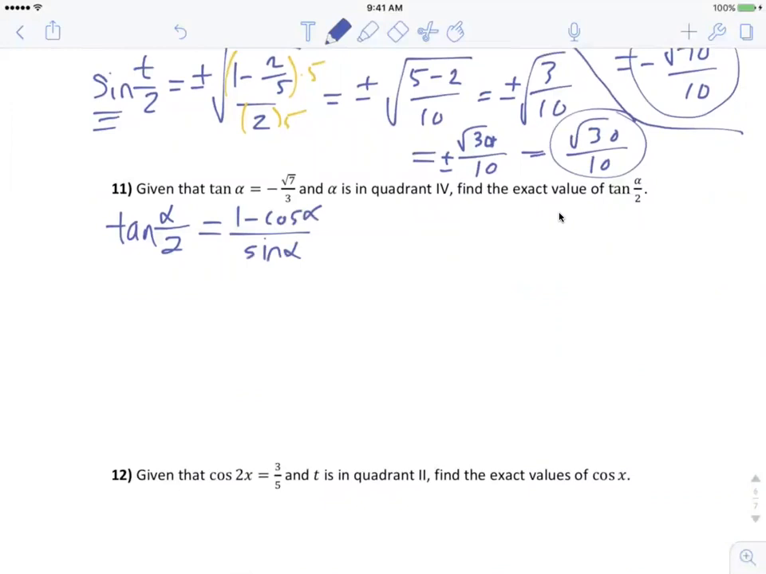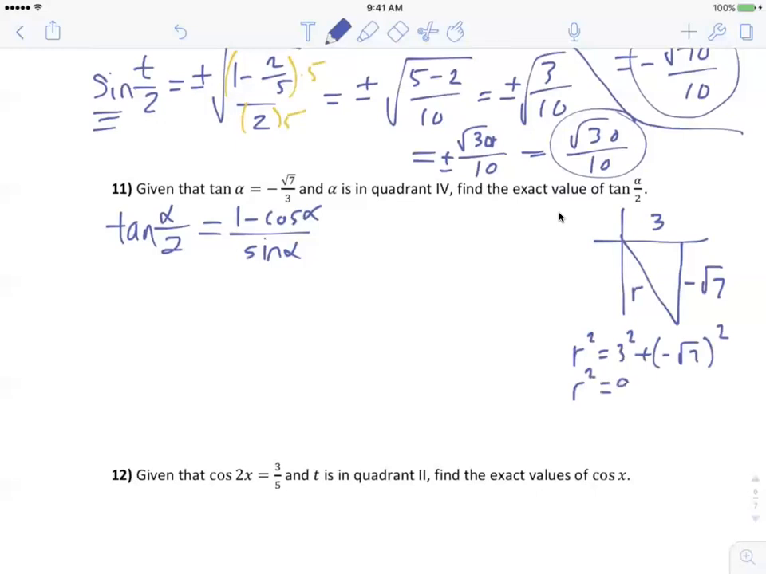And we don't have cosine or sine, all we have is tangent. But I can get those if I draw it out. Right, quadrant 4, let's go over here to the side. Tangent is opposite, or y, over x, right? And then Pythagorean theorem would get me the r. So r squared is 3 squared plus negative root 7 squared. So that's 9 plus 7. So r is the square root of 16, which is 4. Yeah, that works out pretty nice, right? So r is equal to 4. Okay.